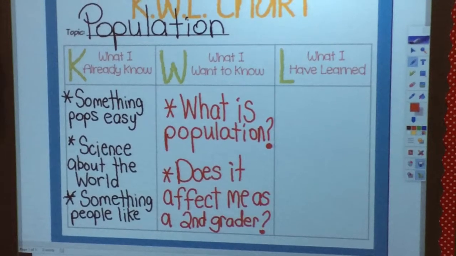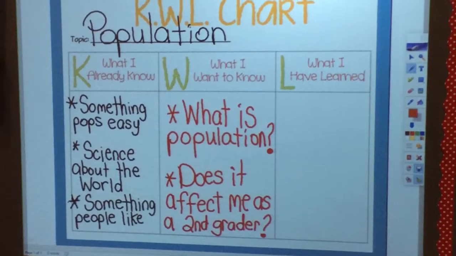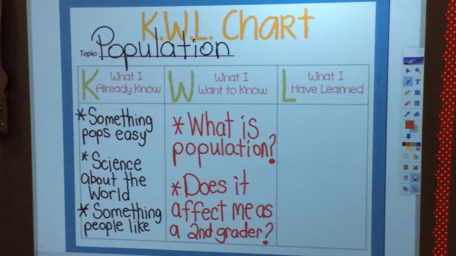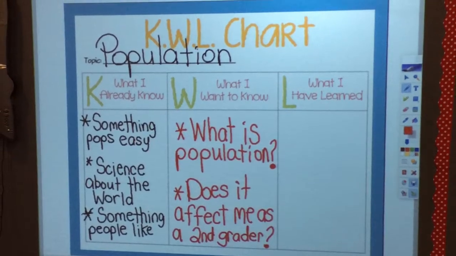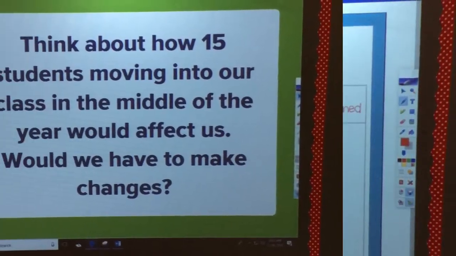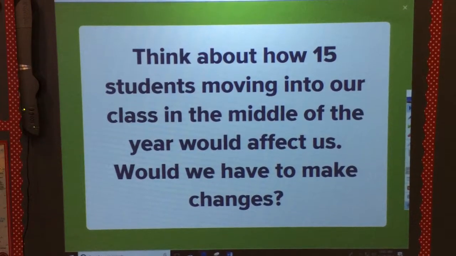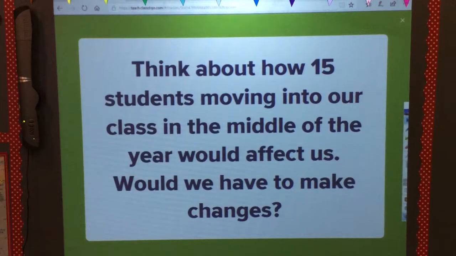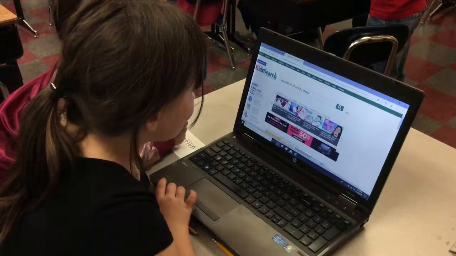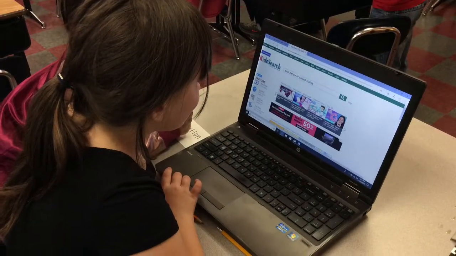I directed them to the questions that would guide our project, such as what is population and how does it affect us as a second grader here in West Virginia. I shared the definition of population, and as the very simple definition began to roll off my lips, many of the students began to snicker and giggle, as they might have remembered having heard the word before.